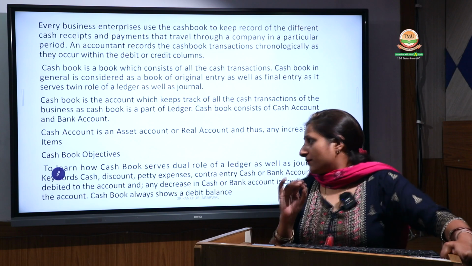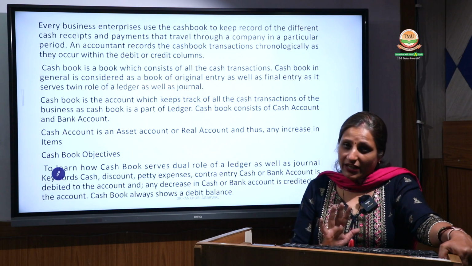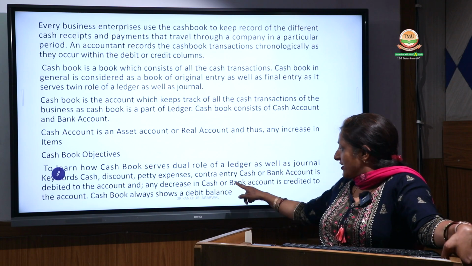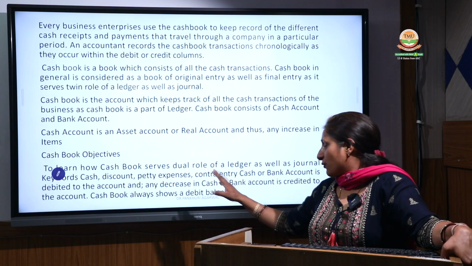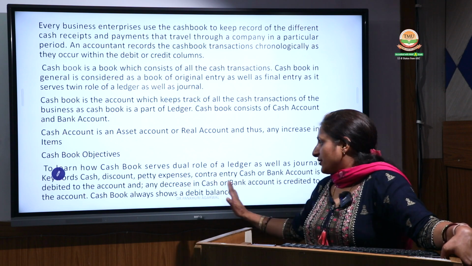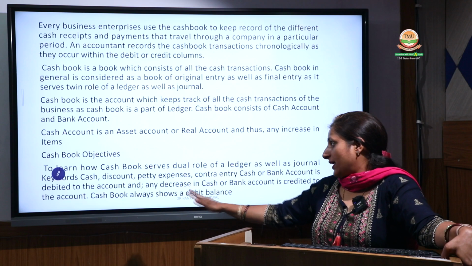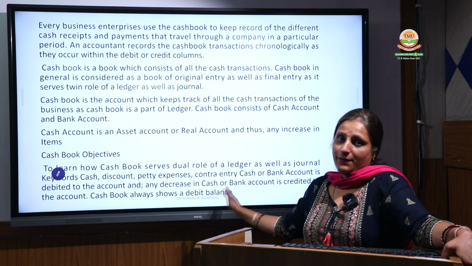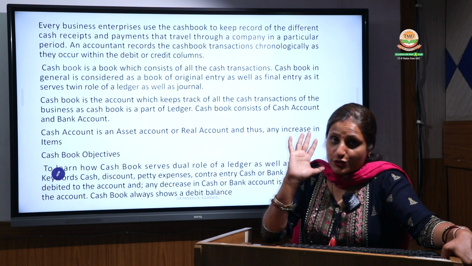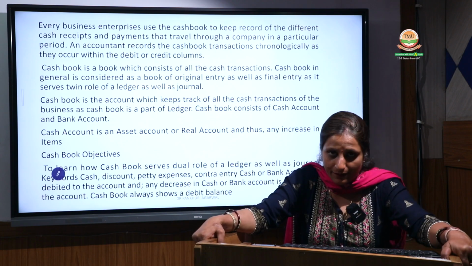Now what is the objective of cash book? Why do we prepare the cash book? I explained very clearly to you. Cash book serves the dual role of a ledger as well as a book of original entry for cash, discount, petty expenses. Cash book always shows a debit balance. Any increase in cash or bank account is debited, and any decrease in cash or bank account is credited. It is very important to learn that the balance of cash book is always debit.